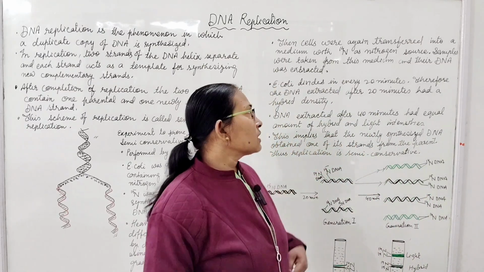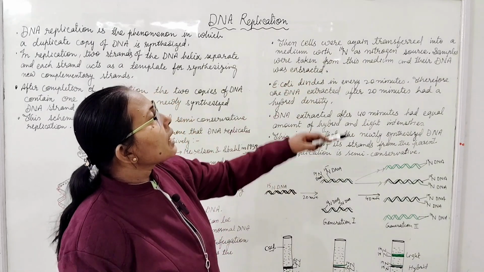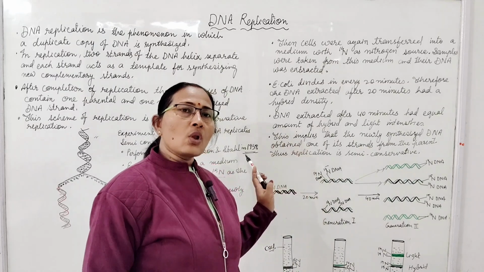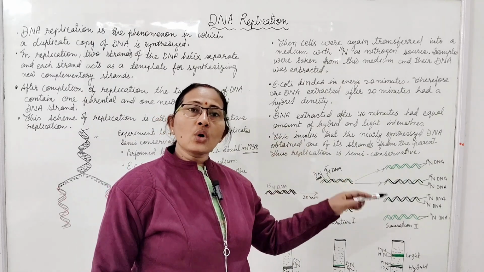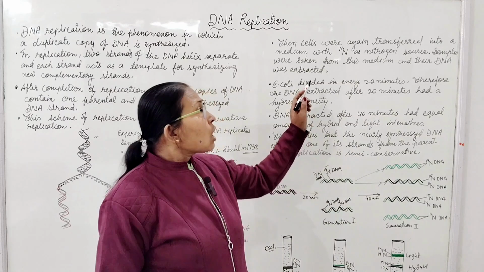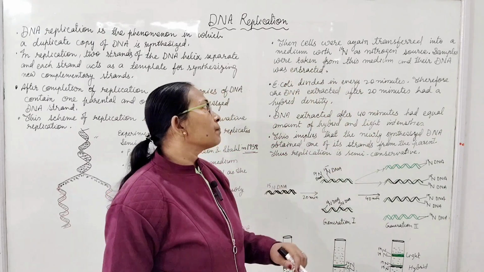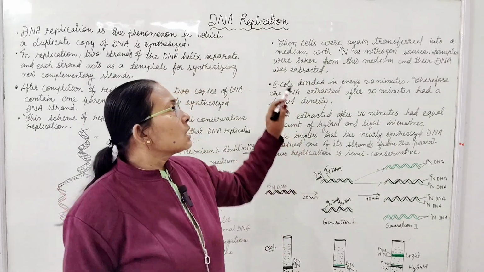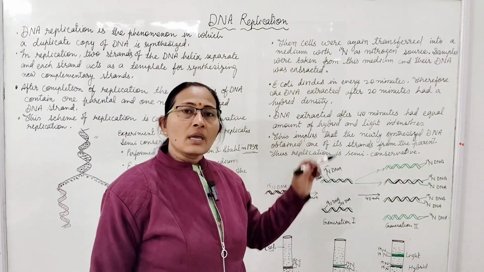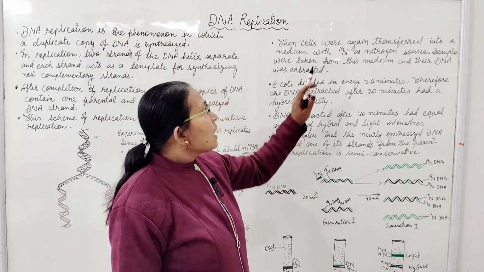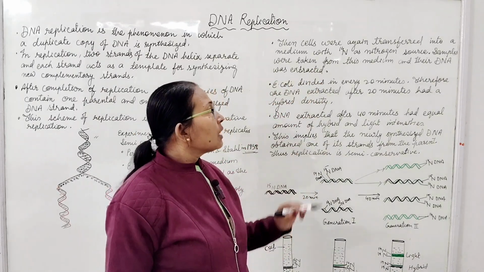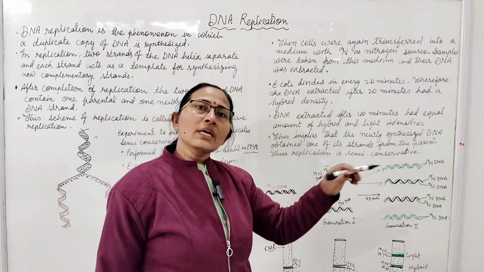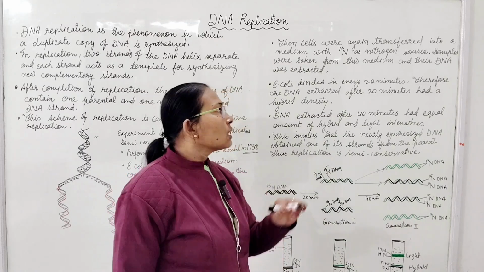What happened after that? Then the cells were transferred into the medium with N14. E. coli, which were grown in the N15 medium, were now transferred into the N14 medium as the nitrogen source. This time the nitrogen is the normal nitrogen, not any type of heavy isotope. A sample was taken from this medium and its DNA was extracted. We know that E. coli divides in 20 minutes.